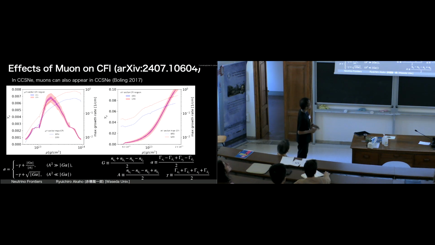So we picked up a supernova simulation model which doesn't include muons, and by assuming the muon distribution parametrically, we determine whether the CFI occurs here or not. So basically the muon fraction here is just a parameter.